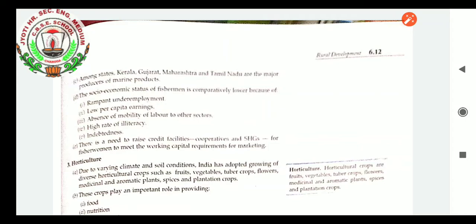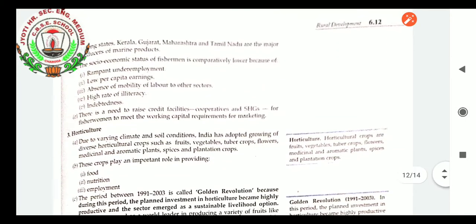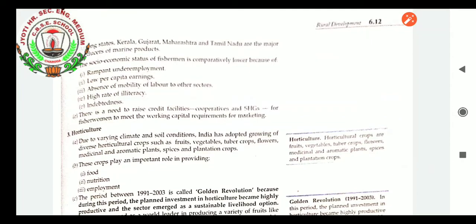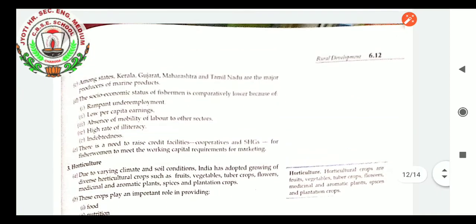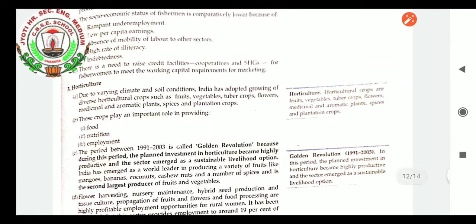So this is the point, students, about fisheries. Next is horticulture. Due to varying climate and soil conditions, India has adapted the growing of diverse horticultural crops such as fruits, vegetables, tubers, flowers, medicinal and aromatic plants, spices and plantation crops. These crops play an important role in providing food, nutrition and employment. This is horticulture, students, nothing different. It is growing fruits and vegetables according to the climatic situation of an area so that productivity can be increased. It is a genuine thing.